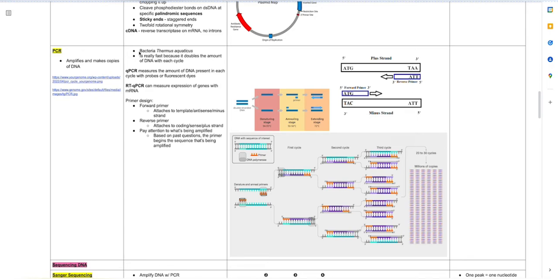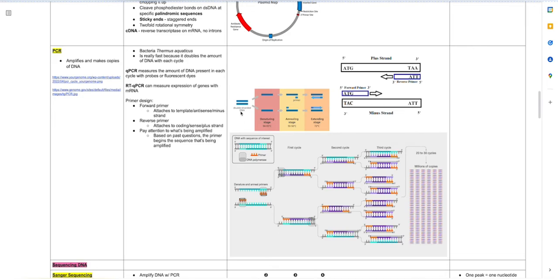And PCR makes lots of copies really fast because it doubles the amount of DNA with each cycle. So you start off, say, with 1, and then you get 2, and then you get 4, and so on. It's exponential growth, right? So if we look at this, basically there's 3 stages at different temperatures where different things happen.